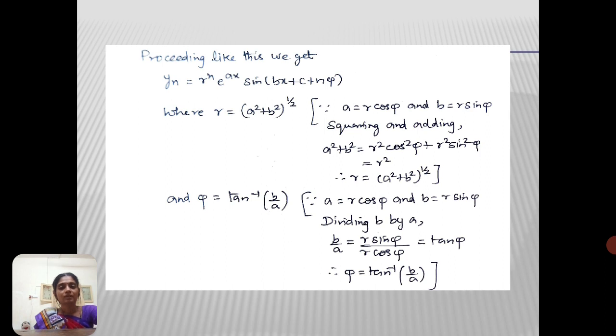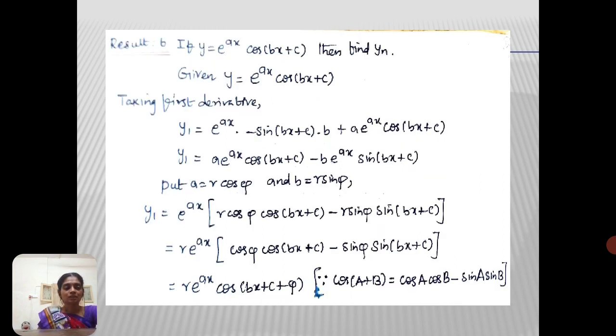Here we arrive at this value by squaring and adding a and b, that is a is r cos phi, b is r sin phi. If we square and add, we arrive at a² + b² as r². Therefore r equals (a² + b²)^(1/2). Similarly, we can find phi, that is we divide b by a. So b by a equals r sin phi by r cos phi, which is equal to tan phi. So phi equals tan inverse of b by a.